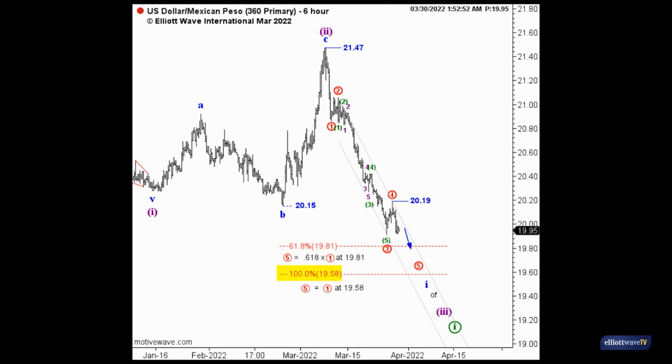A common target for the fifth wave of an impulse when the third wave is the extended wave is equality between waves 1 and 5, so that would be at 1958. However, sometimes the market can drop short of that area, and the fifth wave is a 0.618 multiple of the first wave, which is at 1981.